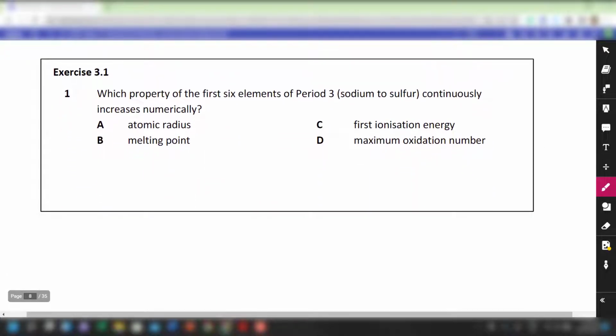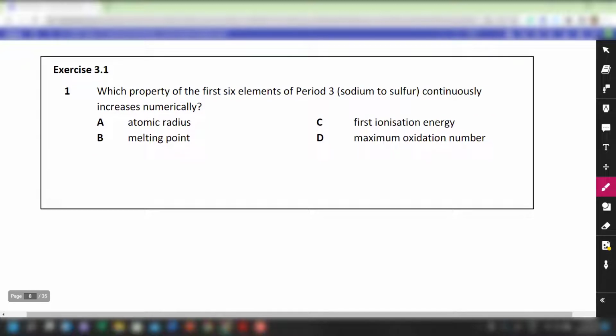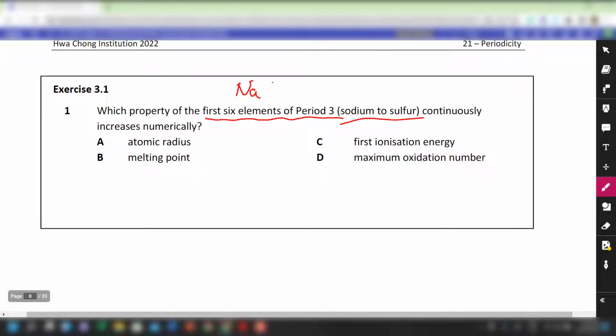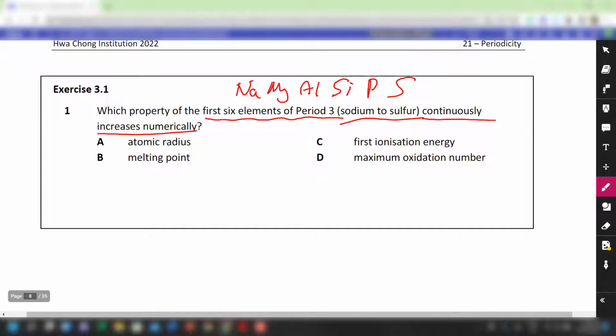Then for section 3, we have exercise 3.1. You are being asked which property of the first 6 elements in period 3, sodium to sulfur, I can write them down again: sodium, magnesium, aluminium, silicon, phosphorus, sulfur, continuously increase numerically. Okay, so first of all, I think we agreed earlier on that atomic radius decreases as we go across the period because of the increase in nuclear charge and the relatively invariant shielding effects. Okay, so A is definitely incorrect.